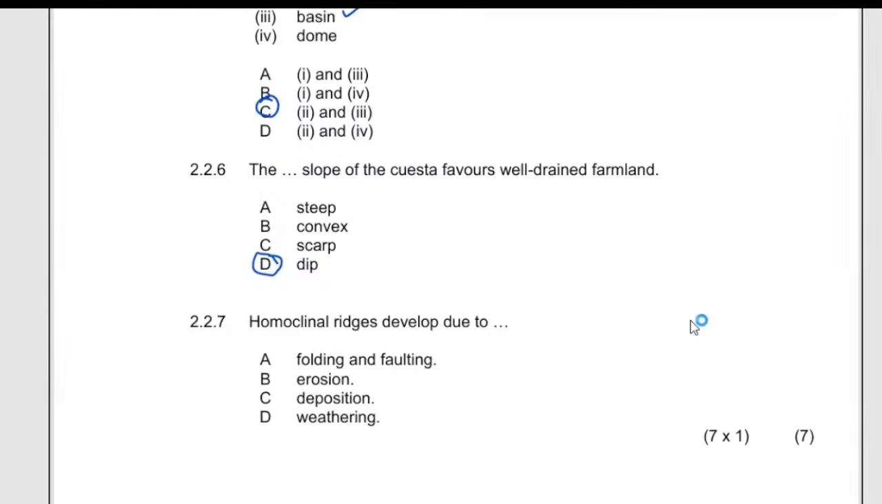Right. Number 2.2.7, it talks about a homoclinal ridge. What causes the development of homoclinal ridges? These typical landforms which are inclined are a result of the process of folding or the process of faulting. When we have those typical processes happening within the Earth's crust, they result in the tilting of the horizontal rock layers, and they will end up becoming inclined.